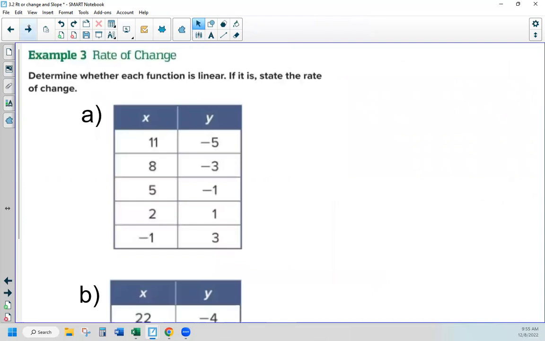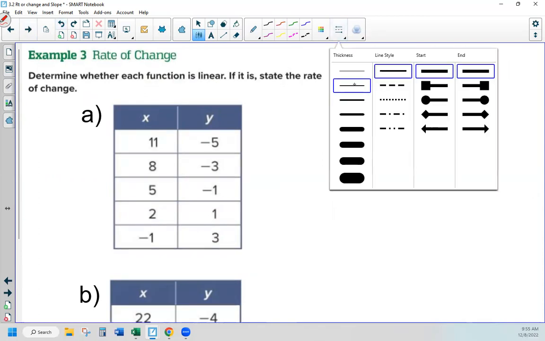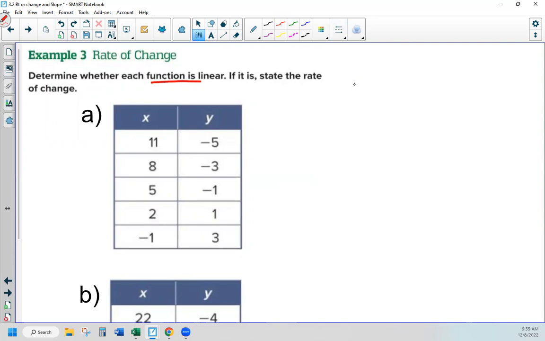All right, moving on. Question or example number 3, rate of change. Determine whether each function is linear. Now we have to determine this first, which is what we did before. And I told you guys we don't really have to do it, but right now it is asked to determine if it's linear. Then if it's linear, state the rate of change. Okay, so here we go.